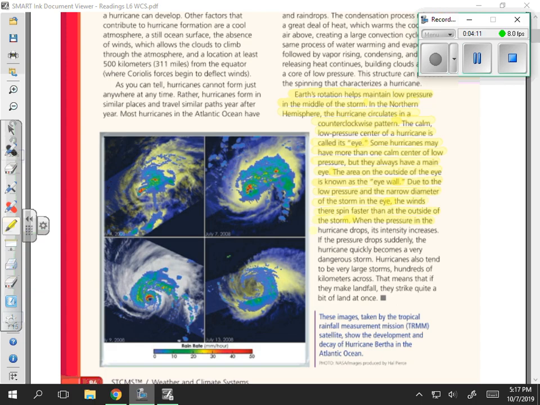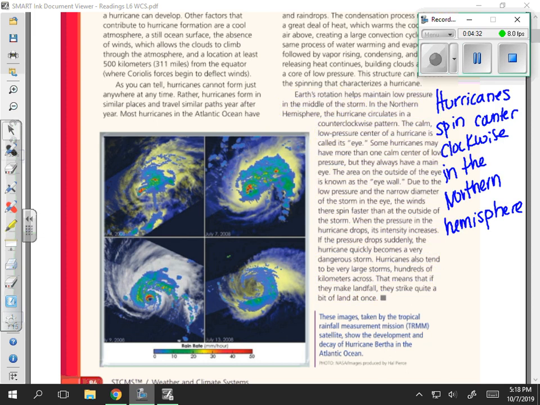When the pressure in the hurricane drops, its intensity increases. If the pressure drops suddenly, the hurricane quickly becomes a very dangerous storm. Hurricanes also tend to be very large storms, hundreds of kilometers across. That means that they make landfall, they strike quite a bit of land at once. So this paragraph is also packed with information.